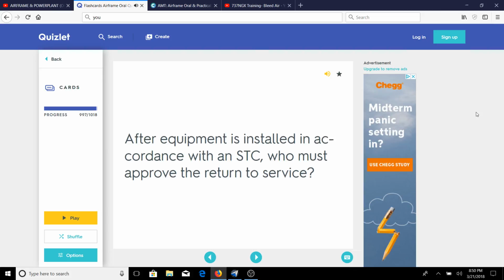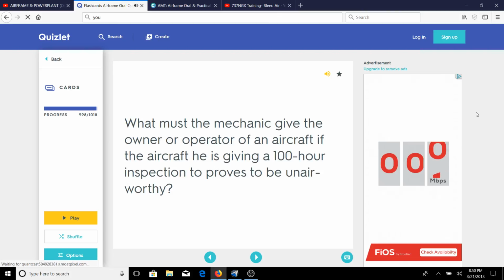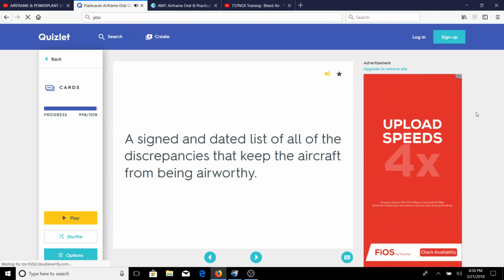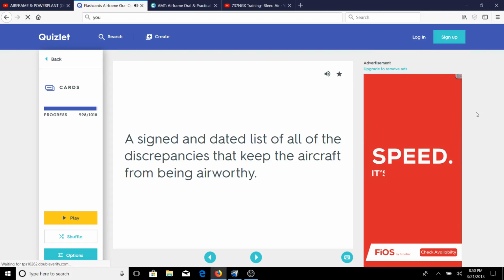After equipment is installed in accordance with an STC, who must approve the return to service? An A&P mechanic who holds an inspection authorization. What must the mechanic give the owner or operator of an aircraft if the aircraft he is giving a 100-hour inspection to proves to be unairworthy? A signed and dated list of all of the discrepancies that keep the aircraft from being airworthy.